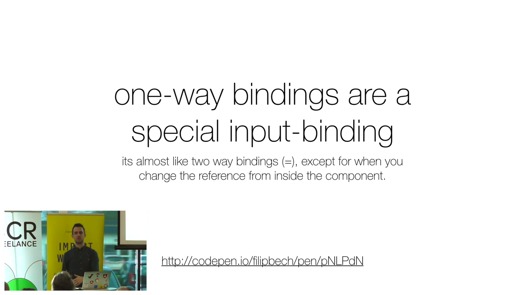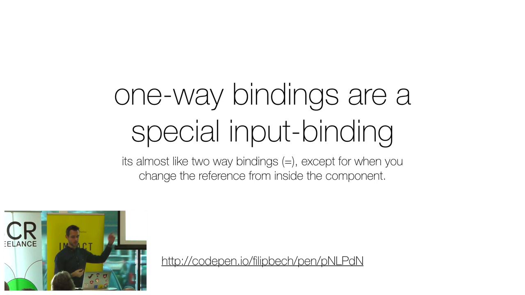It's still the same object being passed down. It's just that if you, from inside your component, change the reference to a different object, that object won't be reflected outside of the component if it's a one-way binding. So I think a lot of us had this mixed up in our heads when we started with AngularJS and one-way bindings. I've tried to think about it a lot and explain it, and I hope it makes sense. If not, you can ask questions afterwards, or we can check out the demo.